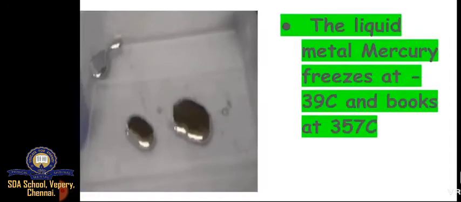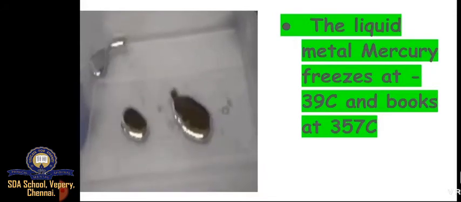Next, we already know that the only liquid metal is mercury. This is how mercury looks, you can see this picture. Mercury freezes at minus 39 degrees Celsius and boils at 357 degrees Celsius. So this is a metal, but it has a very low boiling point and melting point.